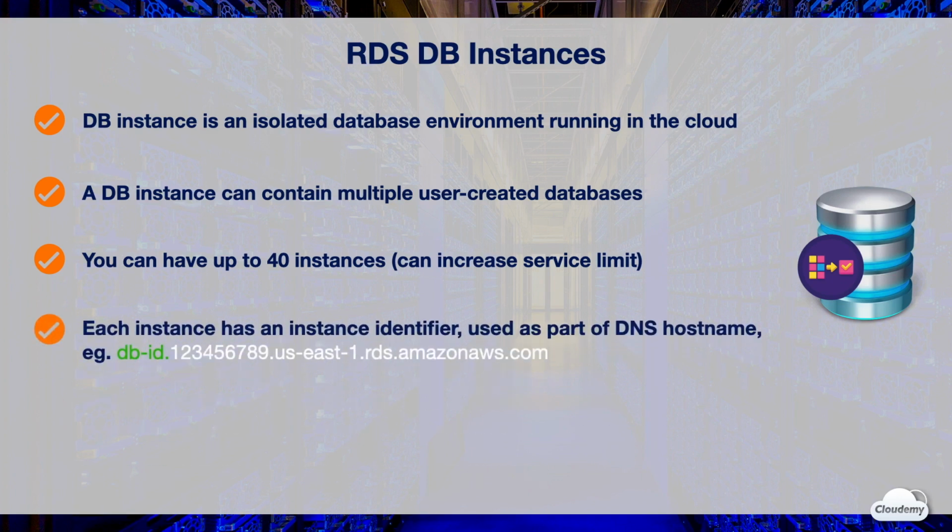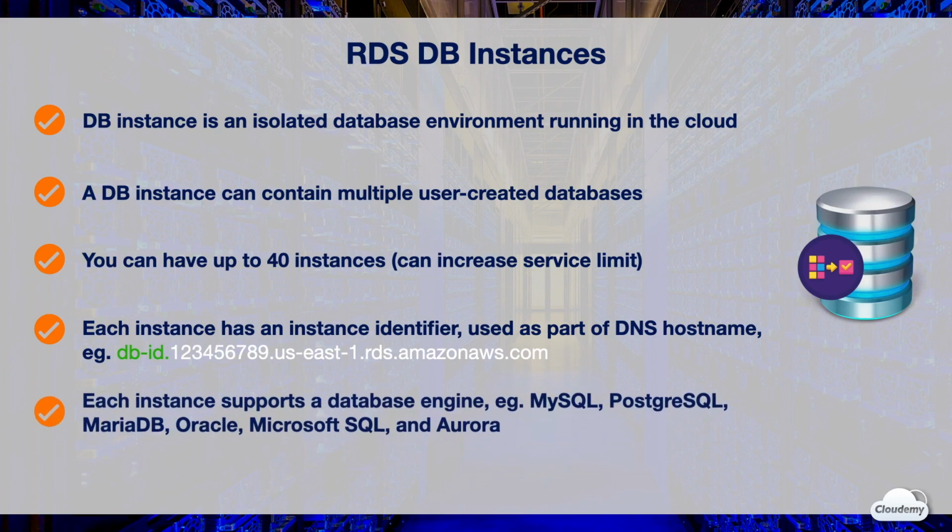Each instance has an instance identifier. It's a customer-supplied name that uniquely identifies the instance when interacting with the RDS API and CLI commands. The instance identifier must be unique for that customer in an AWS region. The identifier is used as part of the DNS hostname allocated to your instance by RDS. Each instance supports a database engine. RDS currently supports MySQL, MariaDB, PostgreSQL, Microsoft SQL, Oracle and Aurora database engines.